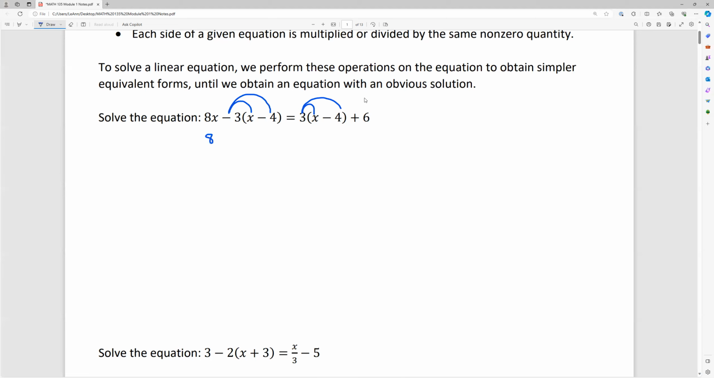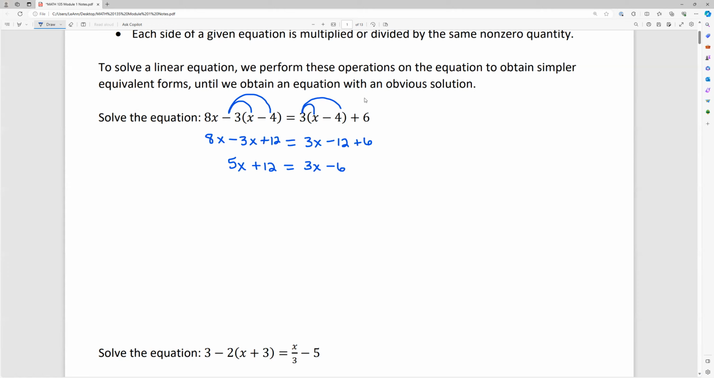So we're going to rewrite this equation as 8x minus 3x plus 12, because we get a -3 times a -4, equals 3x minus 12 plus 6. Okay, before I start isolating x, I can notice that there are two like terms on the left. There's two terms that both have x to the first, and there's two constant or like constant terms on the right side, so they're just numbers. So we can combine like terms before we try and solve. So 8x minus 3x would be 5x plus 12 equals, and then we have our 3x on this side, and then -12 plus 6 is -6.